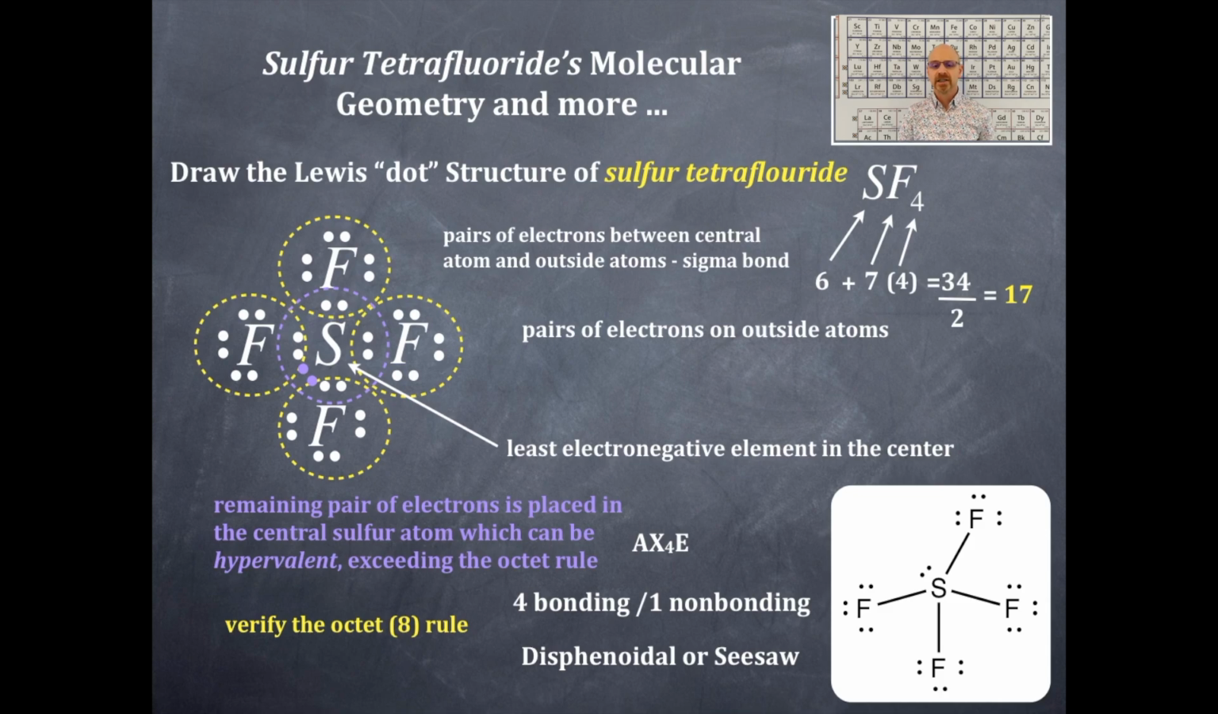Disphenoidal or seesaw. With disphenoidal or seesaw, those bond angles are less than 90 and less than 120. That is, there is a compression of bond angles due to the lone pair of electrons on the central element. I'm going to show that to you in a model in just a second, so hold on to that. Now we're going to get the hybridization. So it's S, P1, P2, P3, sp3 hybridized. Okay, I'm going to show you this molecule right here.